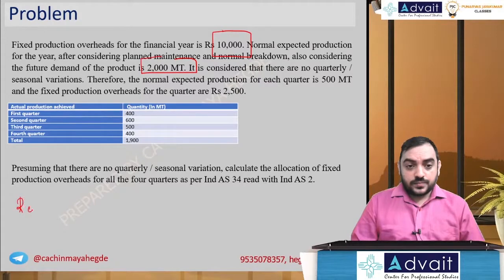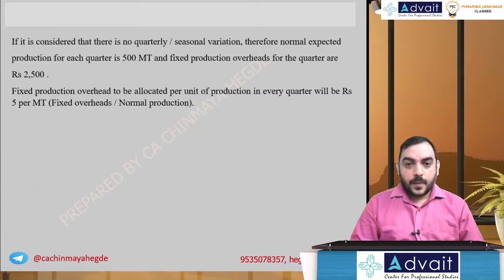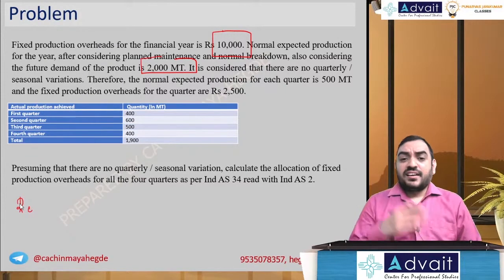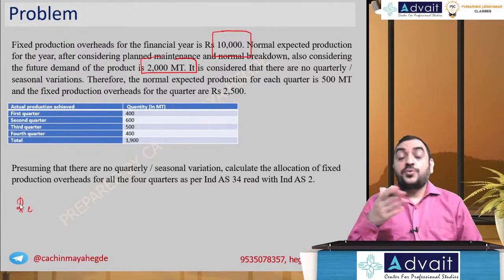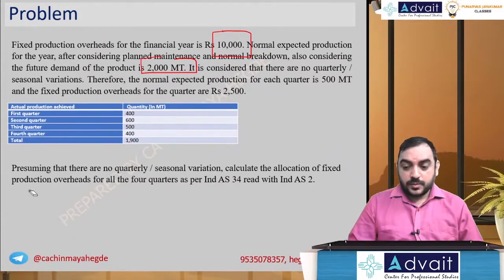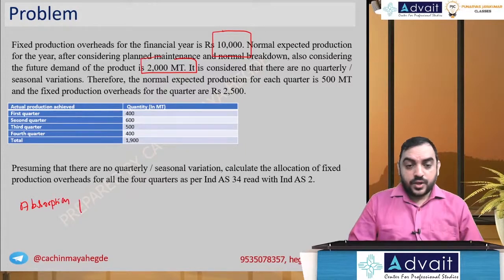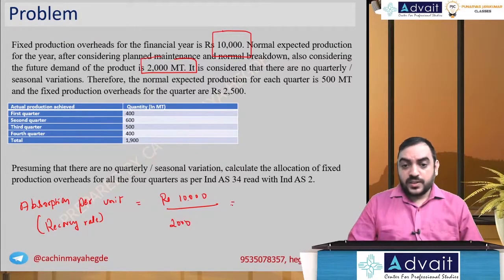What do you call allocating overheads? You would have learnt in costing, right? Recovered based on number of units, absorption overhead per unit. Correct, that's the name. Absorption per unit. Under absorption, over absorption, you would have learnt. Recovery rate is rupees 10,000 annually divided by 2,000 metric ton, which means rupees 5 per metric ton.